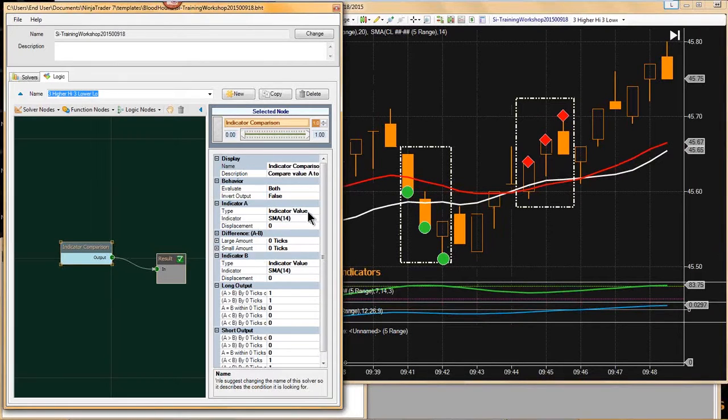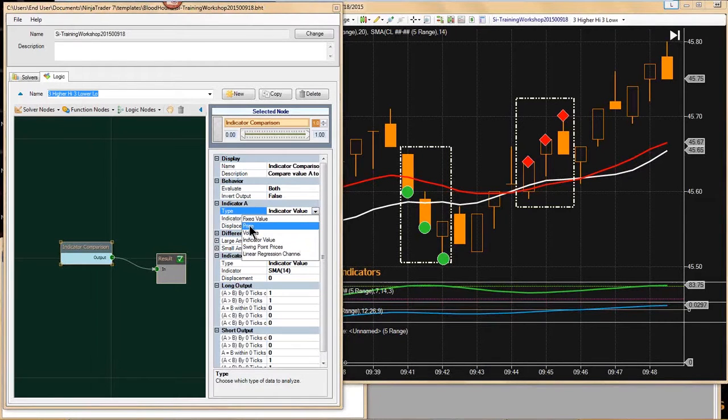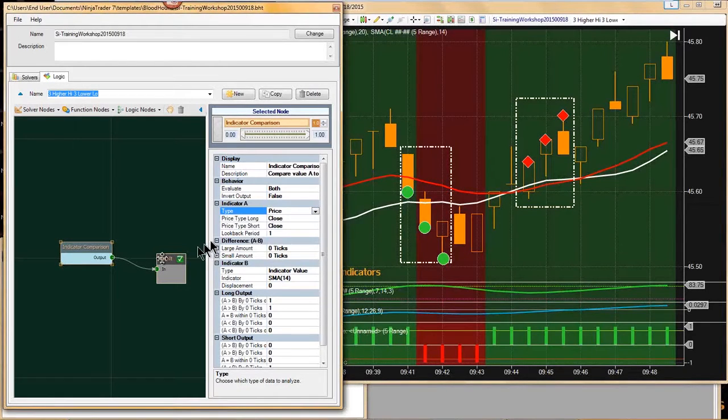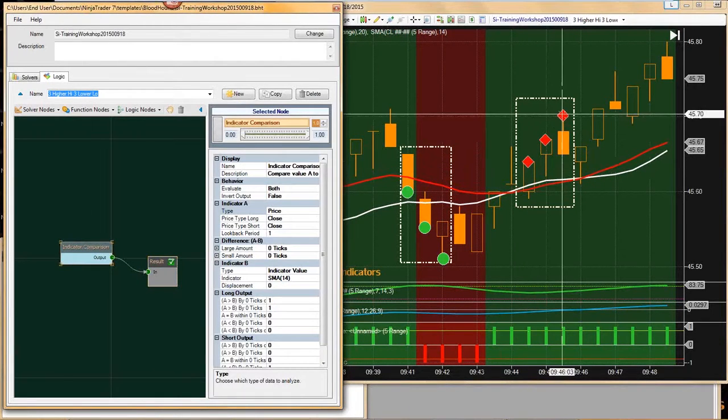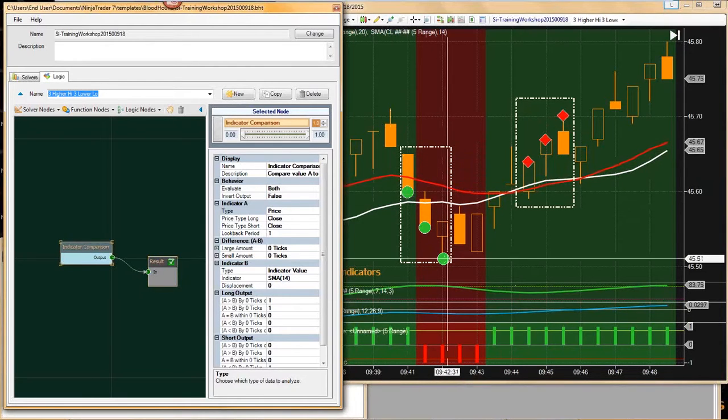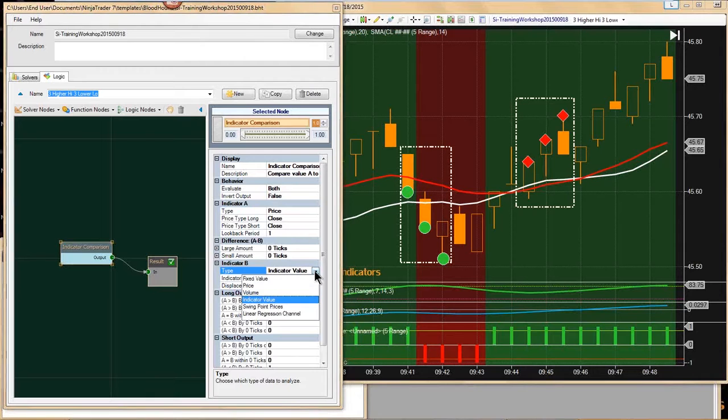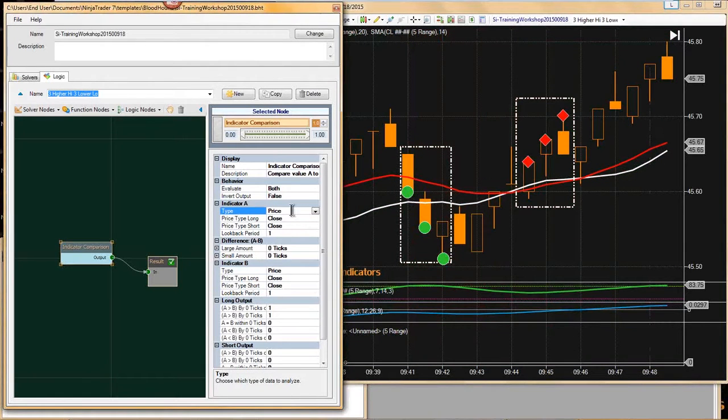So as you're setting up this solver, you can actually see if you have all these settings set up the way that you want them, or the way that you expect them, when you're building your various conditions. Since we're looking at the high price of the bar or the low price of the bar, we're going to start working with the price. So we're going to set type to price, and same down here in indicator B. We're going to work with price.